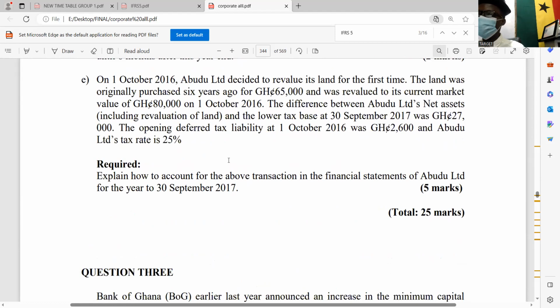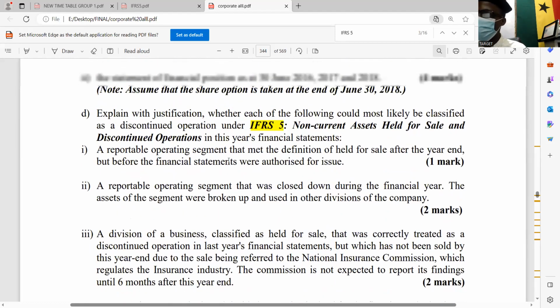Question 2D, May 2018: a reportable operating segment that met the definition of held for sale after the year end, but before the financial statements were authorized for issue. So, can we classify this as held for sale? That is a question that we have to ask ourselves. This is a typical question.